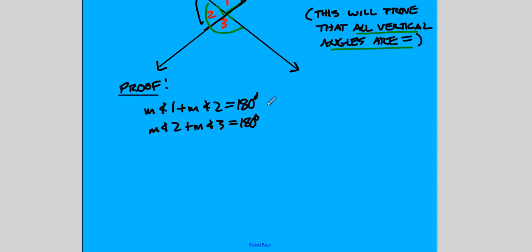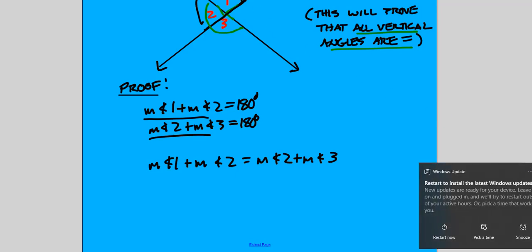Okay, now two things that are equal to the same thing are equal to each other. This is equal to 180, this is equal to 180, therefore this and this have to equal each other. So I can write the measure of angle 1 plus measure of angle 2 equals measure of angle 2 plus measure of angle 3.